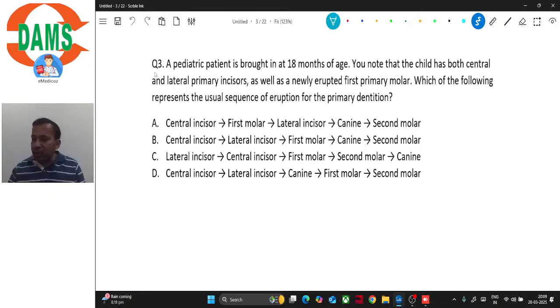So the third question: a pediatric patient is brought in at 18 months of age, 1.5 years of age. You note that the child has both central and lateral primary incisors as well as a newly erupted first primary molar. So there are incisors and there is a first molar, right? Which of the following represents the usual sequence of eruption for the primary dentition?